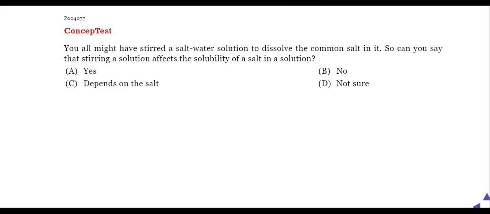What's the answer? Think about it. Why do you stir? Right? Everyone think about it. Everyone, please respond. Everyone should respond. Right? Don't be shy. So the answer is B. No. Right? Just think about it. I've told you, right?